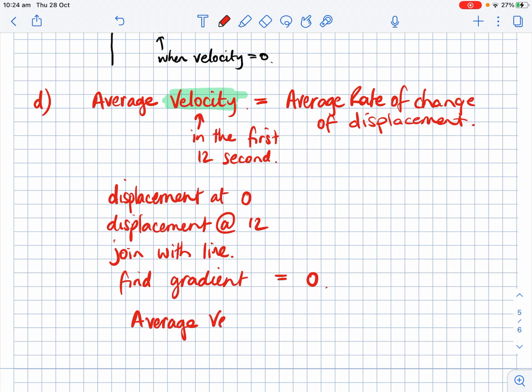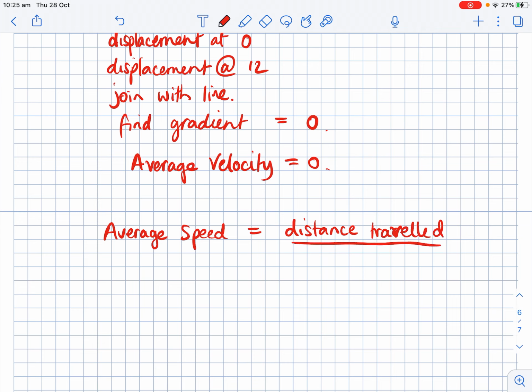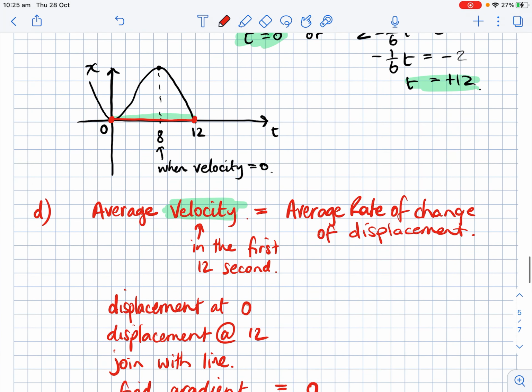So the average velocity is equal to 0. But that's not the average speed. So the average speed is equal to the distance travelled divided by time. Now the distance travelled is slightly different. We know the displacement at time 0 is 0, and the displacement at 12 seconds is also 0. But that's not the distance. The distance is how far it's travelled.